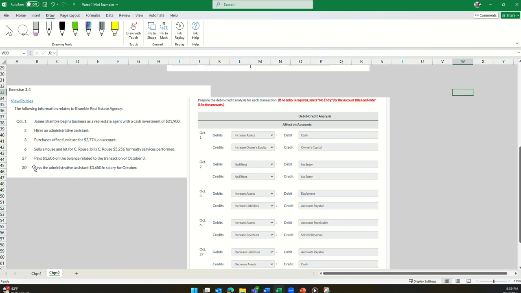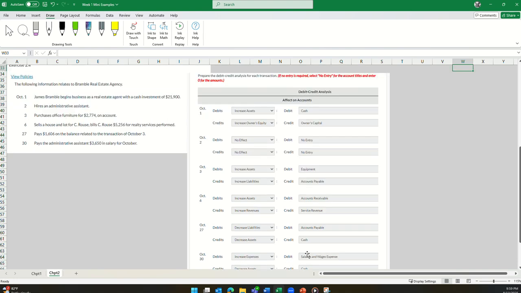We're almost done here, but on the 27th, he pays 1,600 on the balance of what he owed on the 3rd. So of the 2,700, he pays a little bit, 1,600. Cash is going to decrease because he pays 1,600, and accounts payable is going to decrease. The decrease to accounts payable is a debit because the normal balance of accounts payable is a credit. So a debit of 1,600 to accounts payable, and a credit to cash because you're reducing cash.